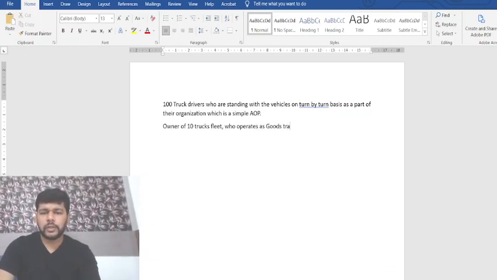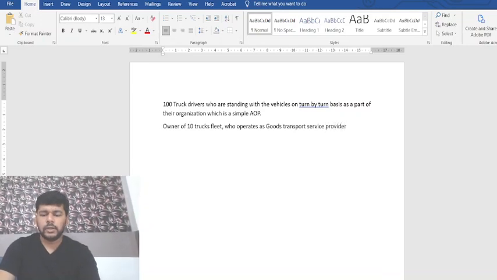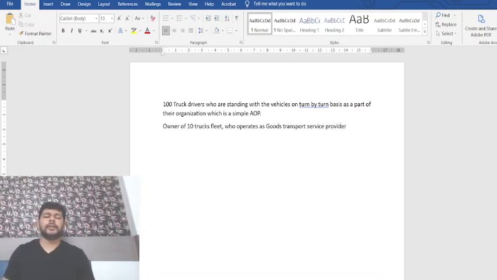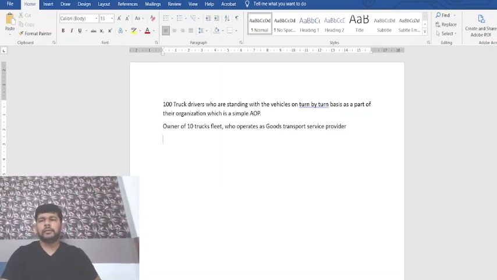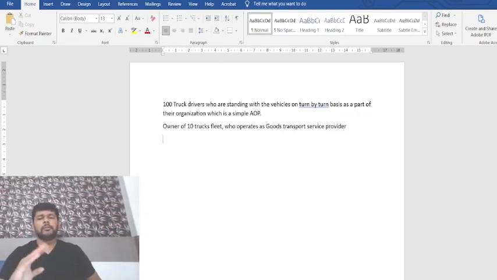Then there might be another scenario, where there is an owner of a 10-truck fleet who operates as a goods transport service provider, but who does not have any organized set of business. उसके पास 10 गाड़ियां है. लोगों को पता है उसके पास 10 गाड़ियां. He tries to reach people through different channels, media, social media or any other mechanism to market his services. He throws across his services and मैं service provide करता हूँ.